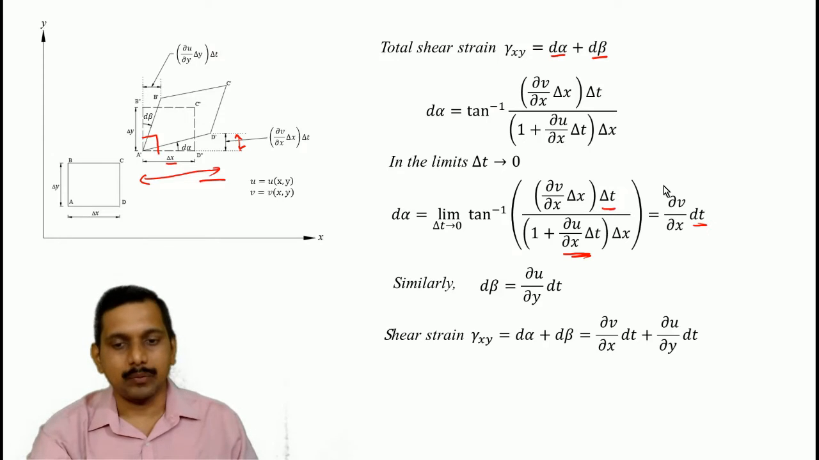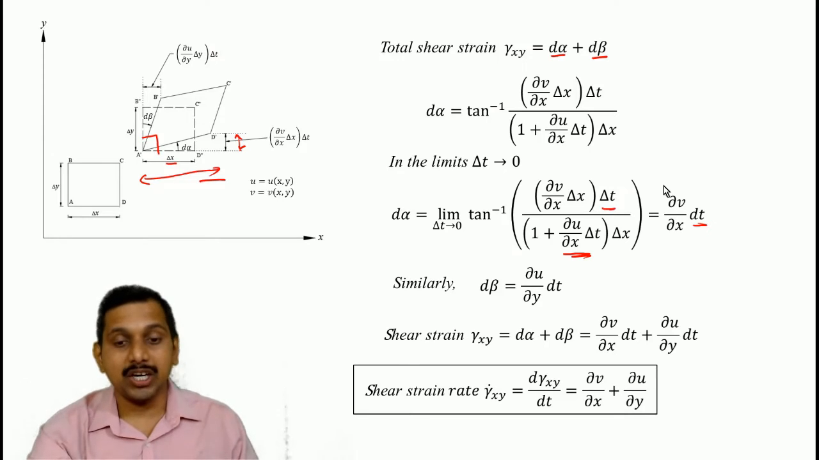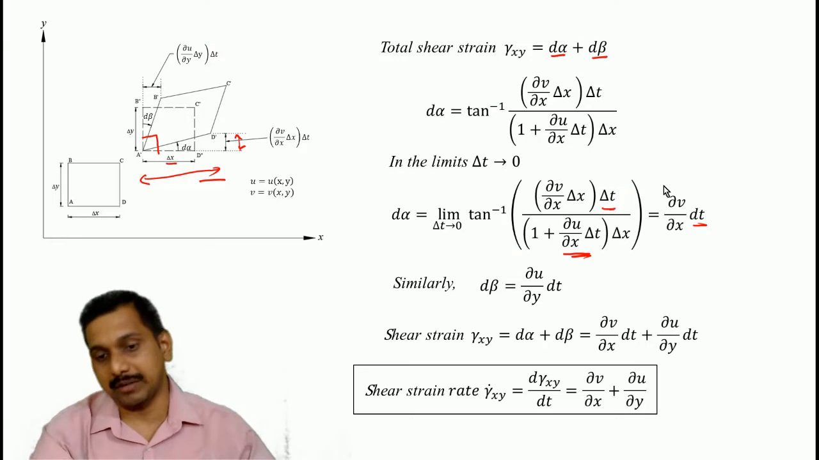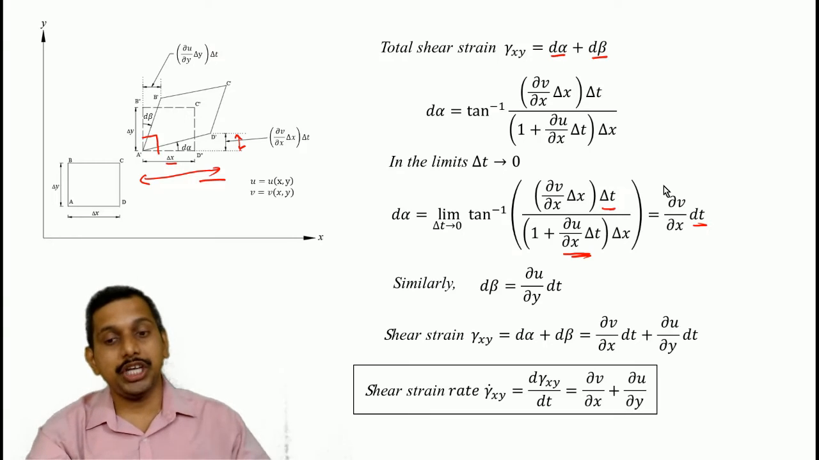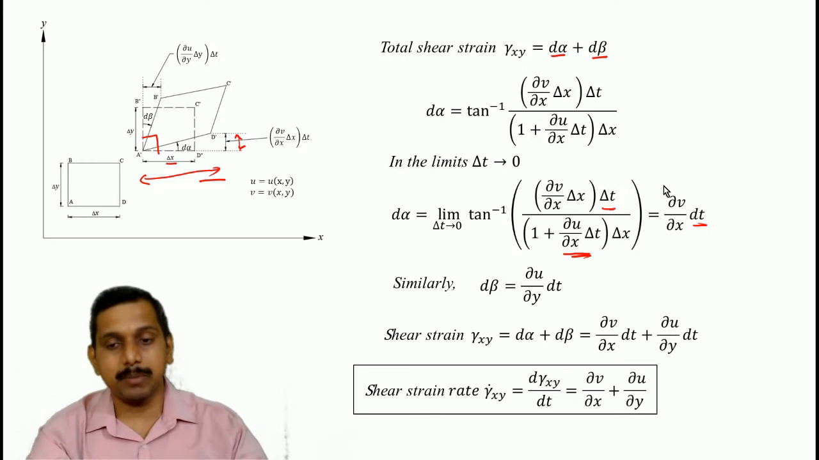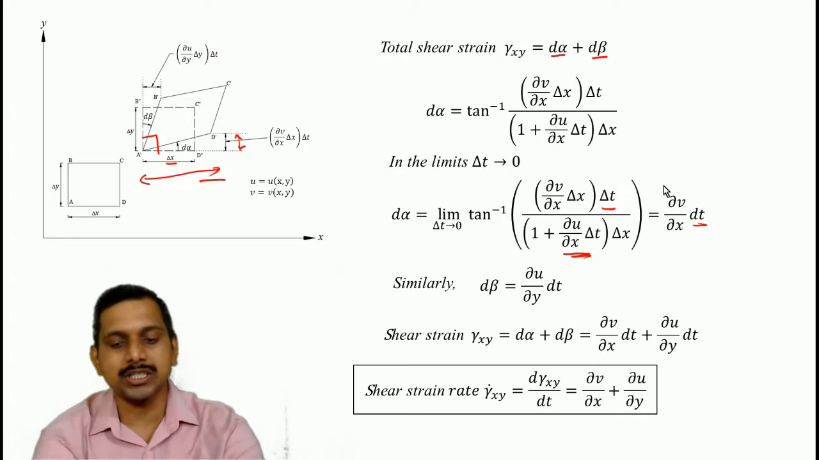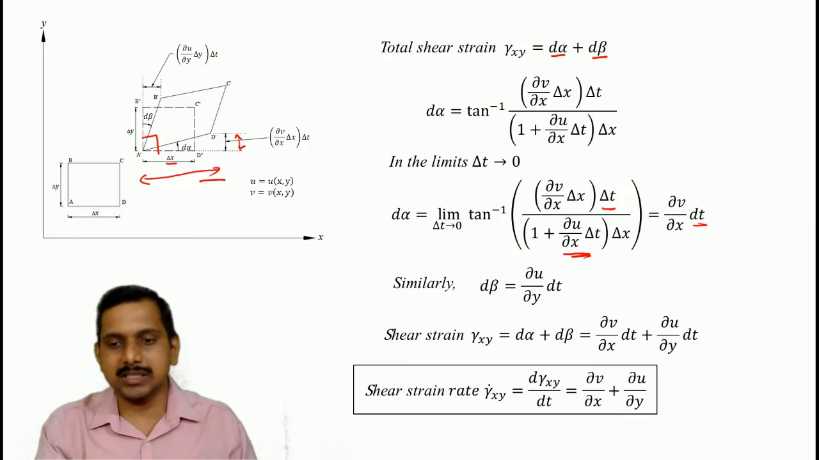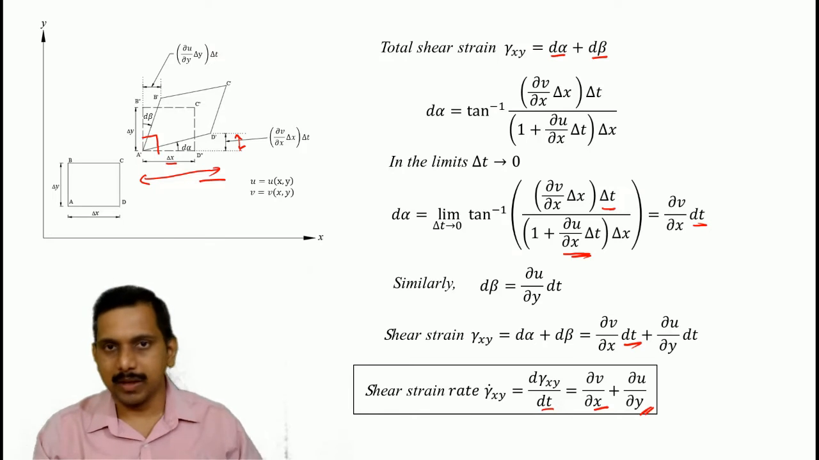Next, the shear strain rate is given as d gamma xy divided by dt, which is dou v by dou x plus dou u by dou y. Where did dt go? Observe, this dt got cancelled with this dt, and what remains is dou v by dou x and dou u by dou y. This is the strain rate in the xy plane. I hope it is clear.